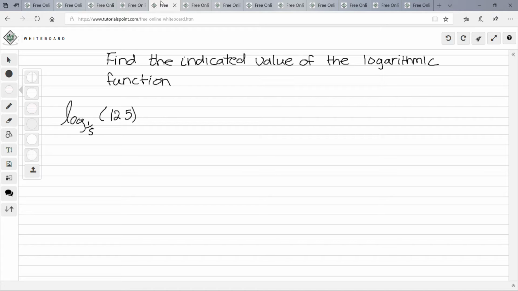So what do we know? We know that our a equals 1/5, and then our x equals 125. Okay, let me go back to this rule.